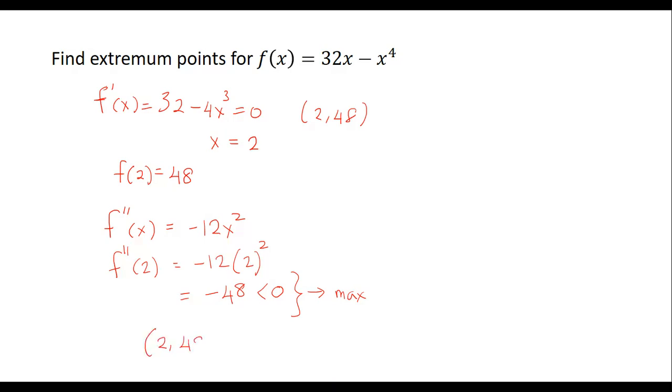So basically, you can say that my point (2, 48) is actually a relative maximum. Why do you say relative? Because you don't know the original graph. For this particular function, maybe it has many different types of points. So you can safely say it is a relative maximum, meaning that in its neighborhood, this is the maximum point. It doesn't matter if you have other different points put together. So this one is clear.